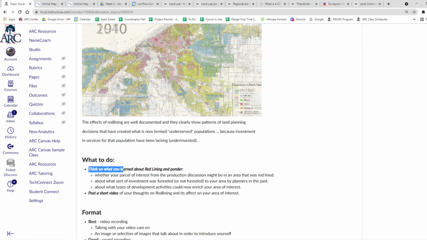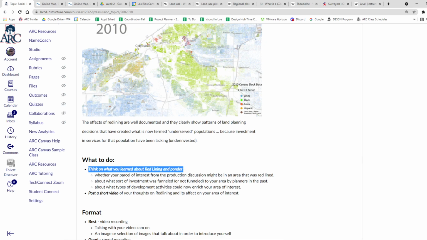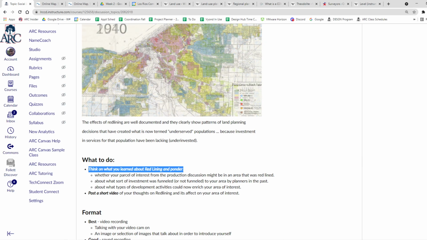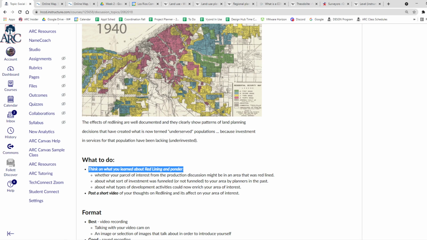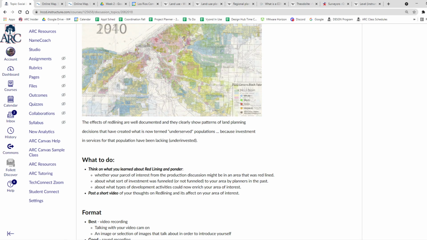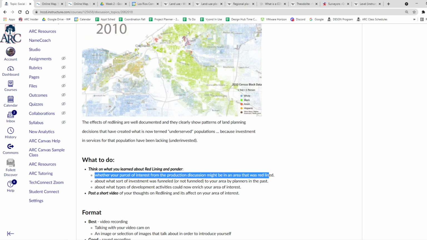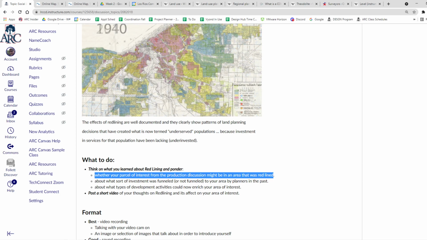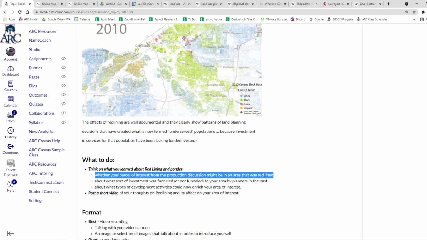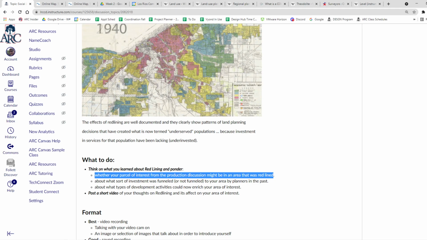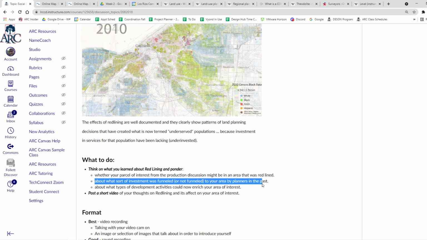Okay, supposedly you've heard something about redlining if you looked at the readings. Okay, and you may or may not know, but you could look it up for Sacramento, the area that you picked. Was this a redlined area? And what sort of investment do you think got made in that area?